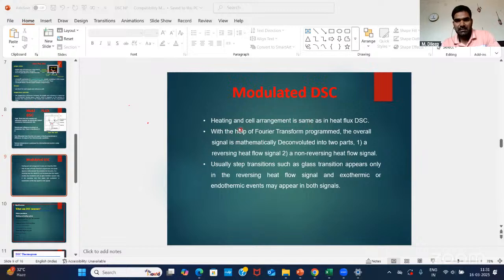Modulated DSC. This is another type. Heating and cell arrangement is the same as in the heat flux DSC. With the help of a Fourier transform program, the overall signal is mathematically deconvoluted.